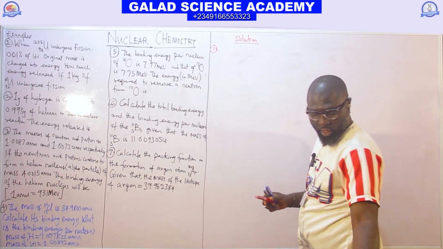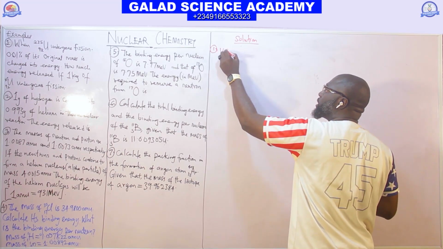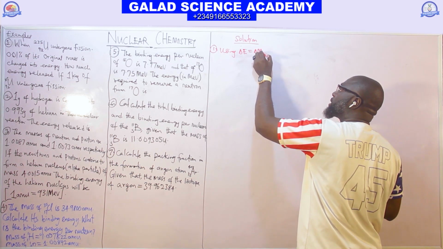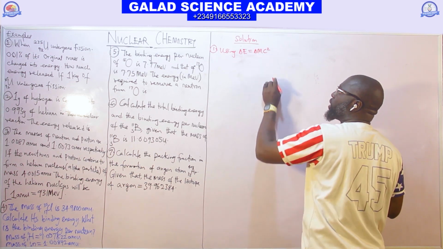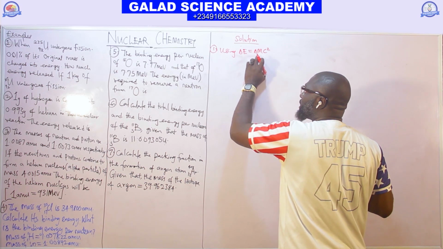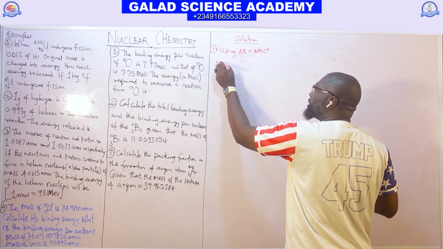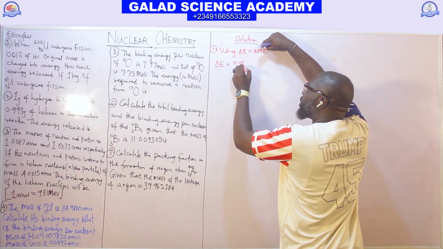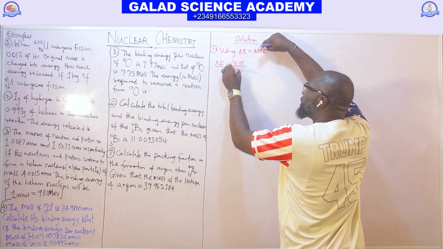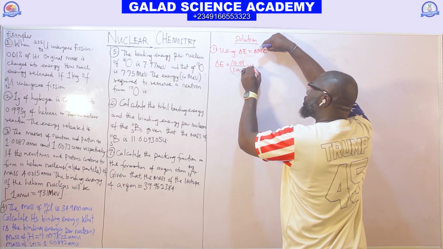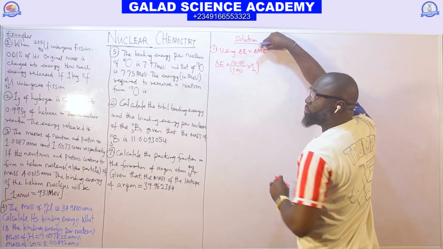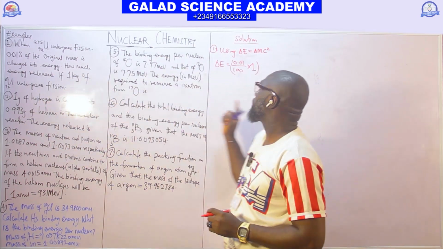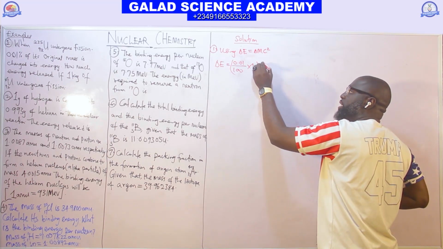We know that binding energy is equal to the change in mass, the mass defect, times c squared. The mass defect is 0.01 over 100 multiplied by the original mass, which is 1. That will be the mass defect.